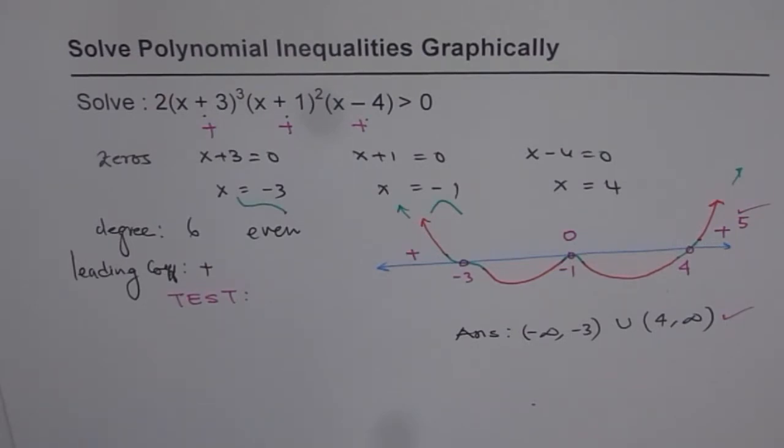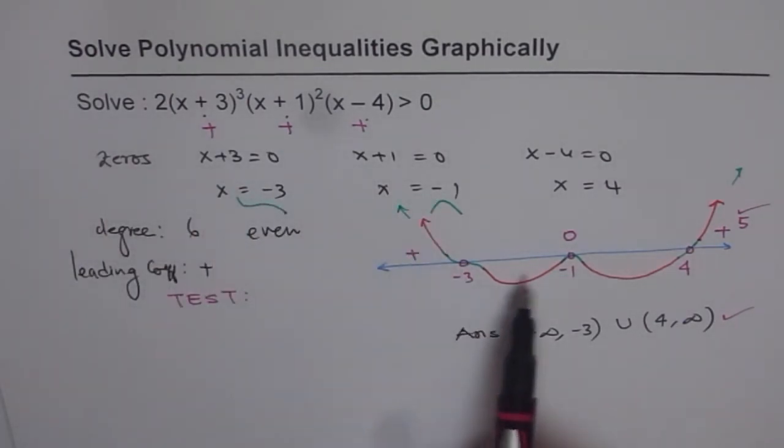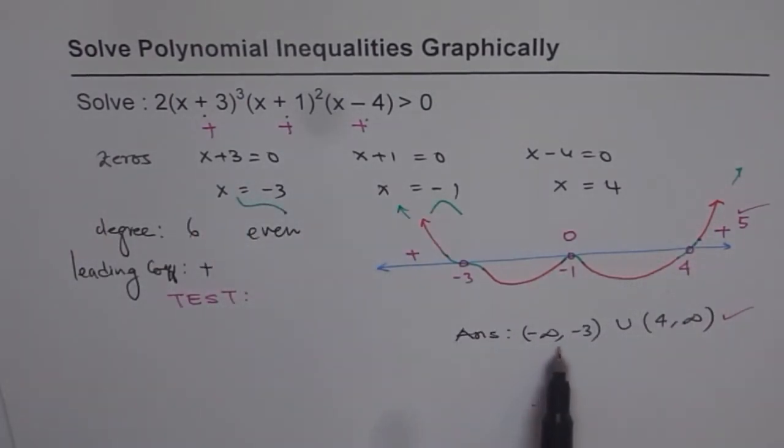Steps involved, let's recap, are simple. Step number 1, find zeros. Step number 2, sketch your graph. Step number 3, write your answer. Step number 4, don't forget, very important, check your answer with a test point. Once you've done all this, you can move on to the next question.